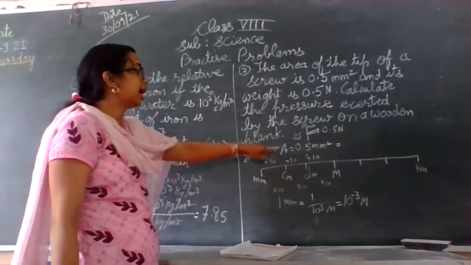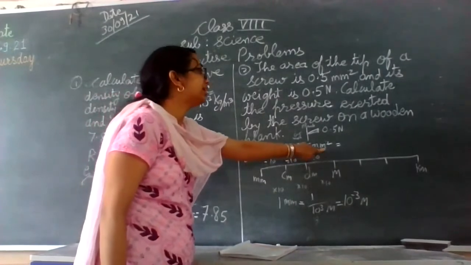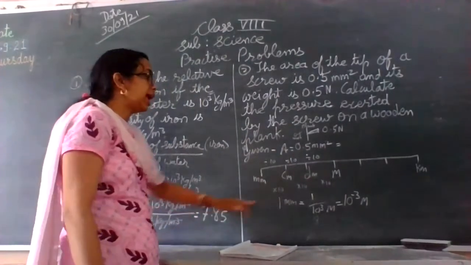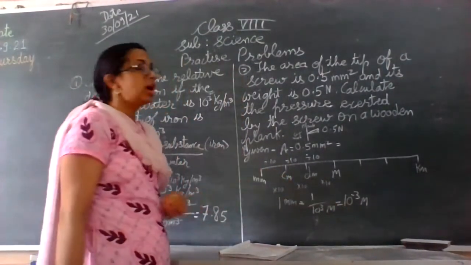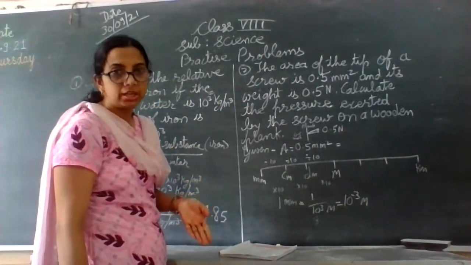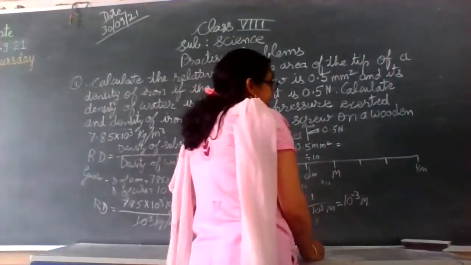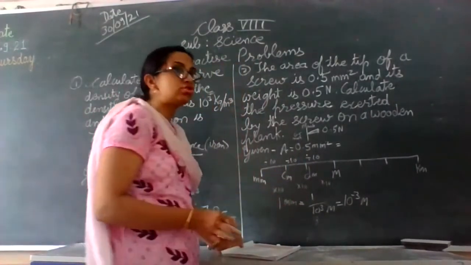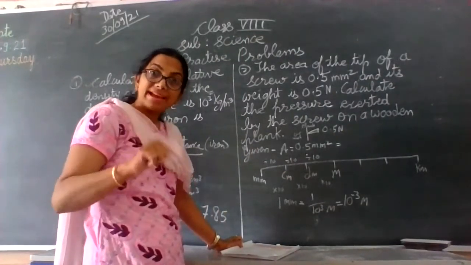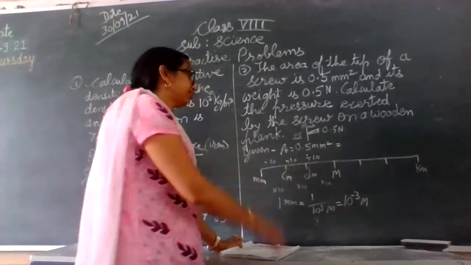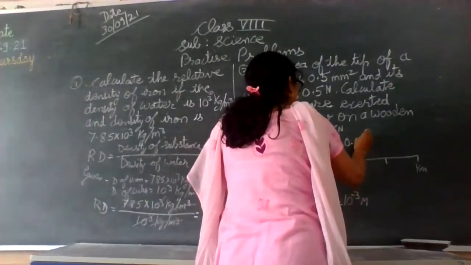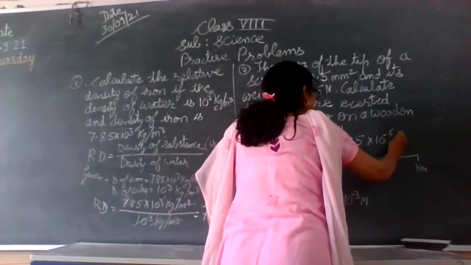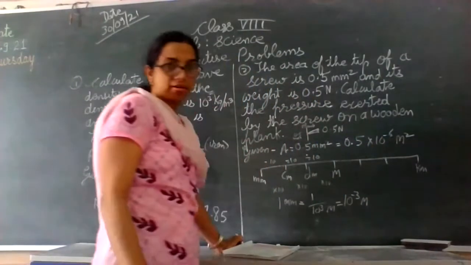Here the area is 0.5 millimeter square. Therefore, we will have to take the square of 10 raised to minus 3, meaning 10 raised to minus 3 into 10 raised to minus 3. That will come up to minus 3 plus minus 3, which is minus 6. Therefore, 0.5 into 10 raised to minus 6 meters square.